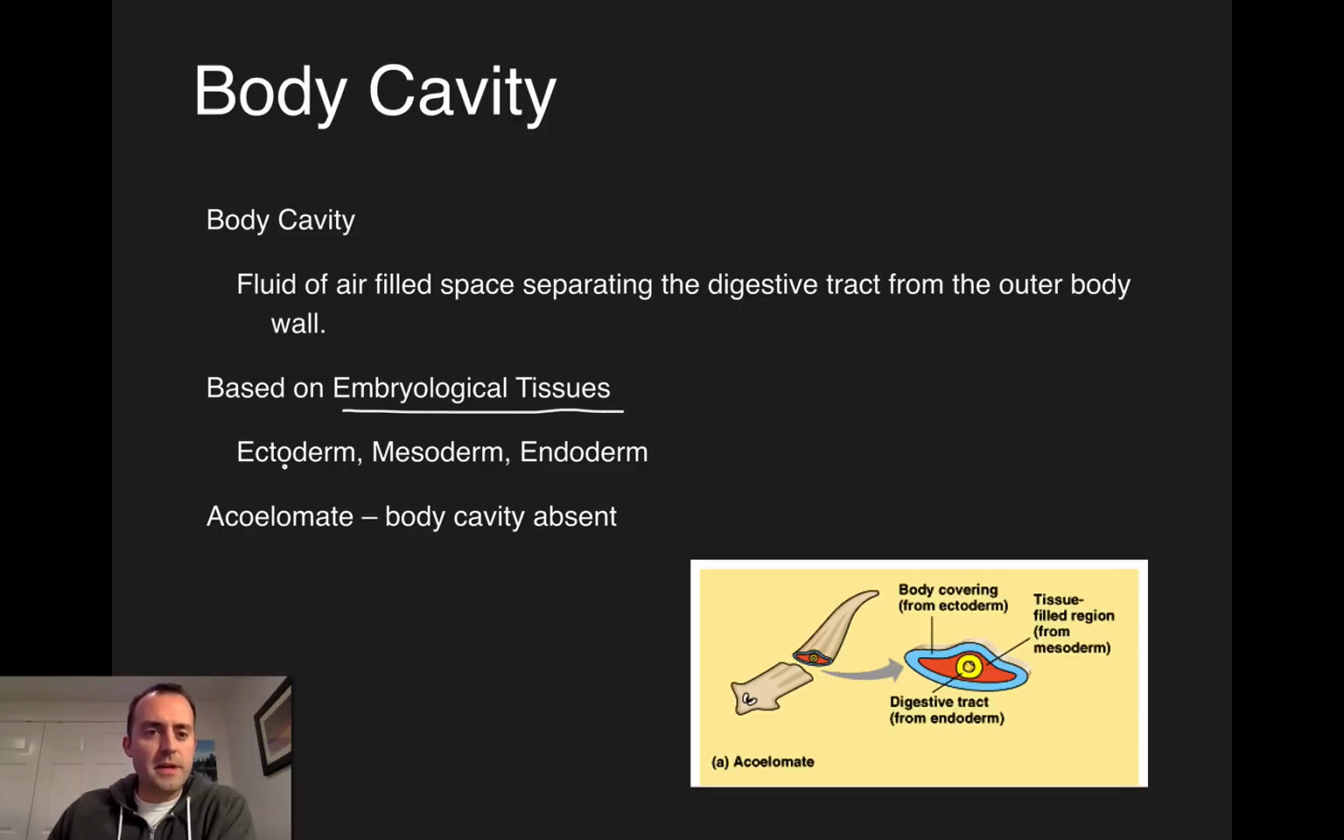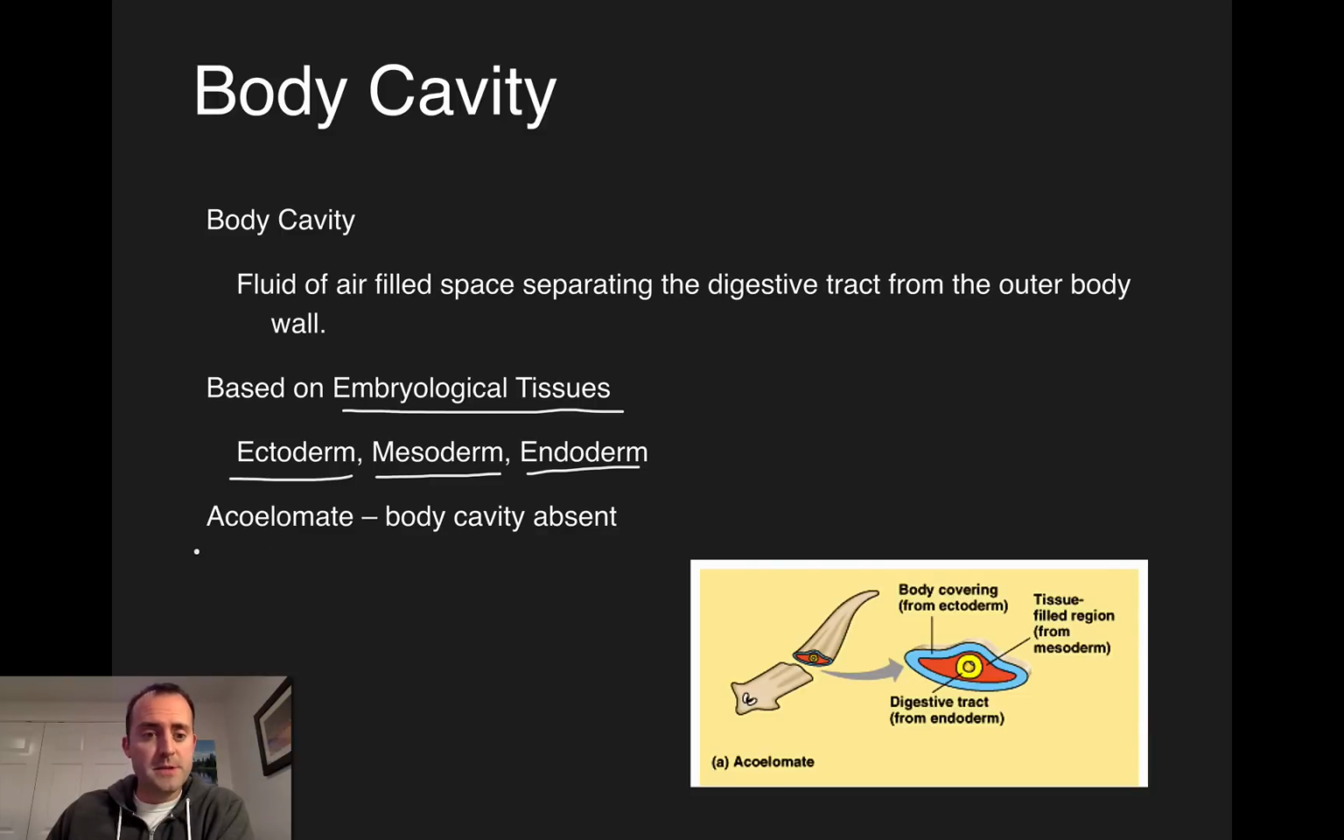And we actually develop three different tissue layers. We have what's called ectoderm, which is kind of like the outside tissue. This would be like your skin. You have mesoderm, which is like the middle tissue layer. That'd be like your muscles. And you have endoderm, which is the most inner tissue, which is your digestive tract.